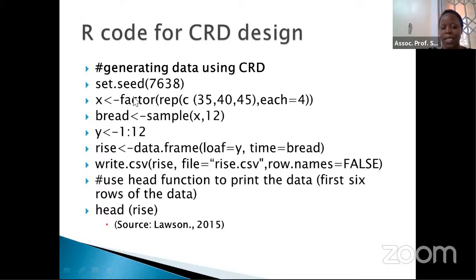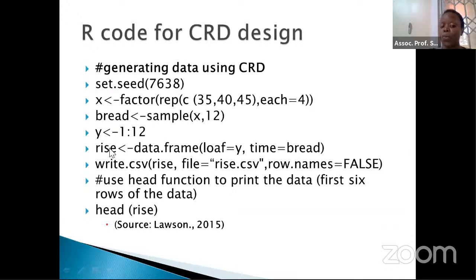Okay. Now from seed, we want to specify the treatment, which is a factor, and replicated 4 times. That's why you see each equals 4, and there are 3 treatments. So bread is time. Time is going to be randomized. That's why we have this function sample, and there are 12 of them. We also have y, which is the loaf of bread, and they start from 1 to 12.